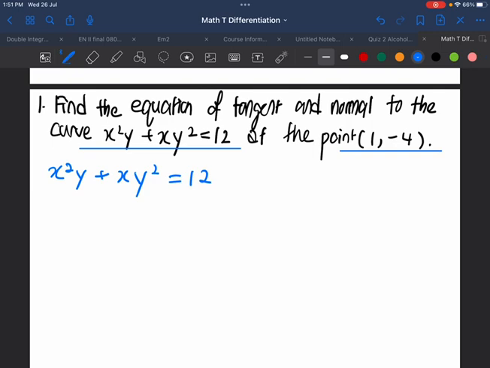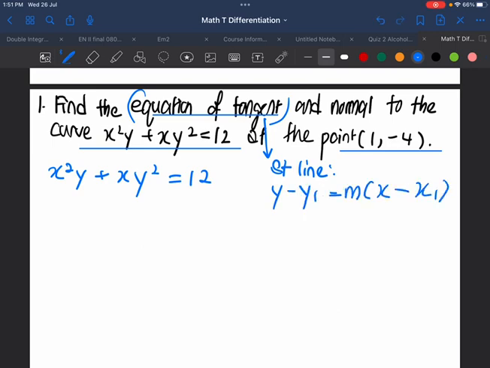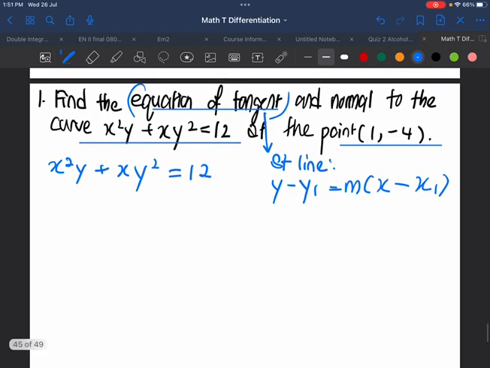We want to find the equation of tangent. What must we have? We know that the equation of tangent is a straight line, right? So it's a straight line equation. We will use y - y1 = m(x - x1). We already have the point given. Here is the x1 and here is the y1, right? So now we need to find the gradient. How we find the gradient of tangent is actually dy/dx.